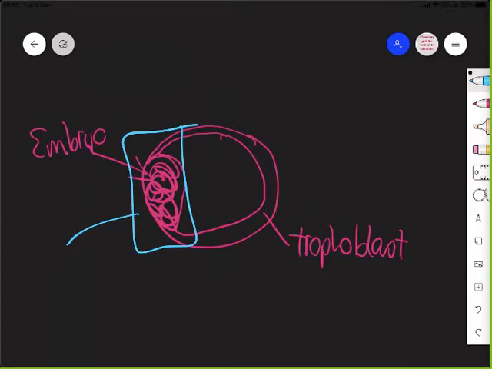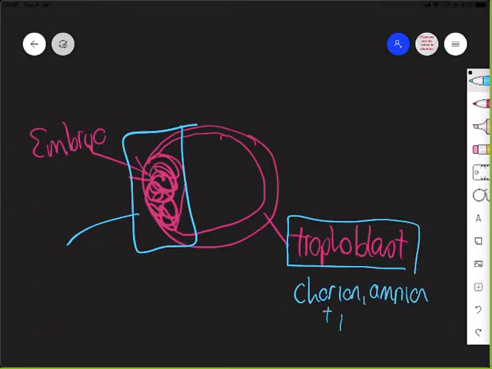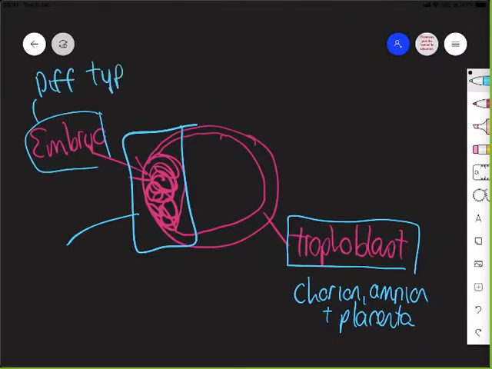So for what becomes what in the blastocyst, the outer layer cells form the trophoblast, and it becomes your chorion, your amnion, and your placenta. And the inner cells will become the embryo, and they will give rise to the different types of tissues, which is what we've just done in the germ layers.